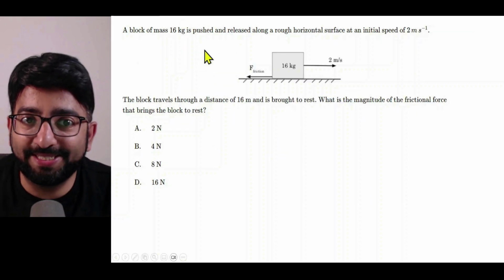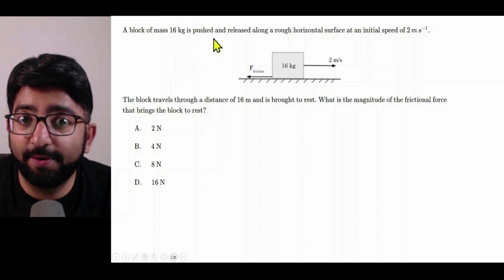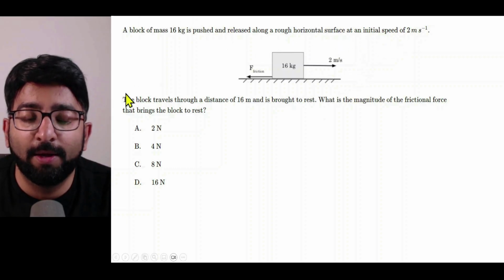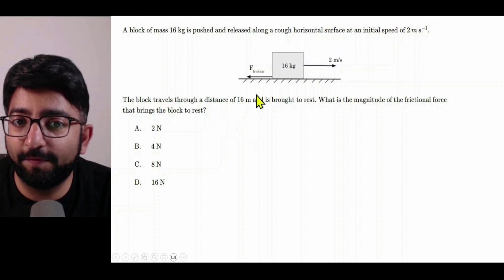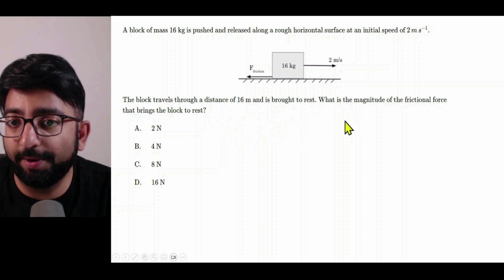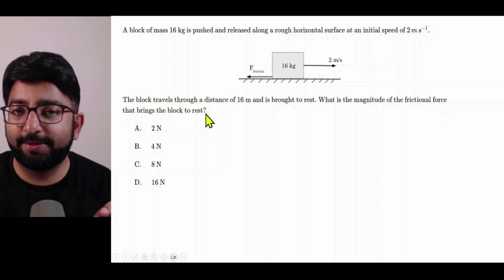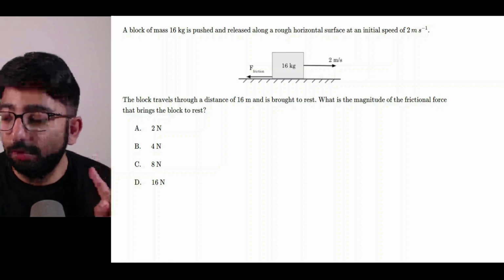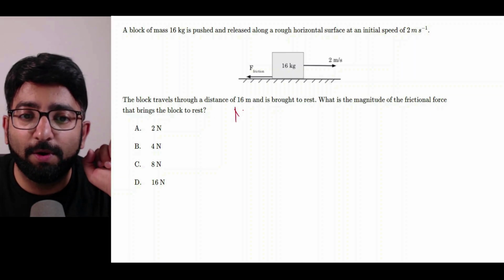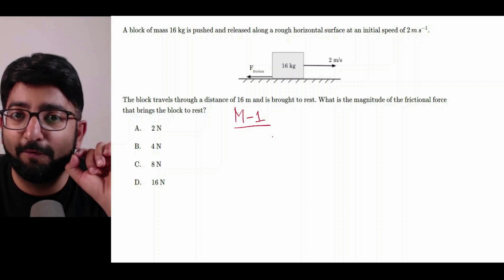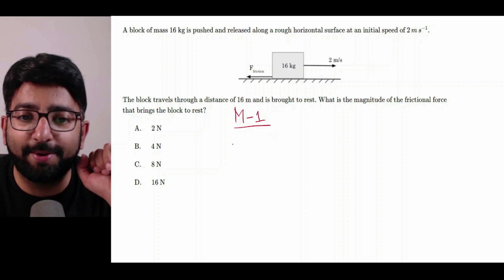A block of mass 16 kilograms is pushed and released along a rough surface at an initial speed of 2 meters per second. The block travels a distance of 16 meters and is brought to rest. We have to figure out the frictional force that brings the block to rest. So let's solve this question using both methods. Method number 1 is the work energy principle, and then we will use Newton's equations of motion, which are also called the CUAT equation.